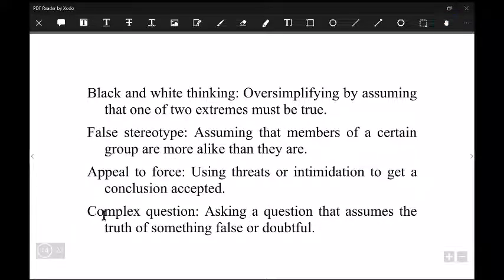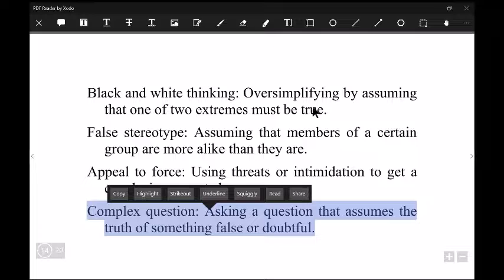And our last one is a complex question. You ask a question that assumes the truth of something false or doubtful. The classic example is, are you still beating your wife? Okay, yes or no. If you say yes, you used to beat your wife. If you say no, you're not still beating your wife. Well, you used to. Yeah, you're in trouble if you answer it yes or no.